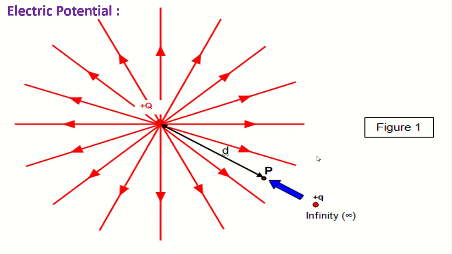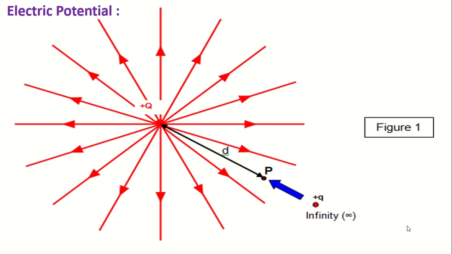Here the work done by the external agent in order to bring a unit positive charge from infinity to any point in the electric field is known as electric potential. So I have told you the work done by the external agent. Here, who is the agent? Suppose you take the positive charge from infinity to any point in the electric field. So in that case you are the agent. So here I am taking the unit charge from infinity to any point in the electric field.